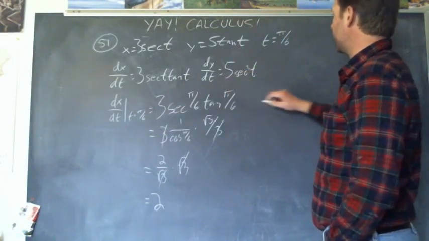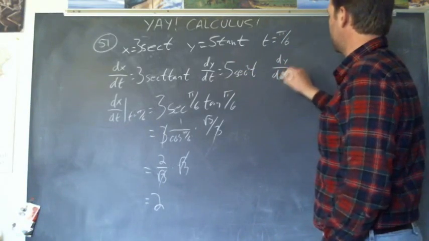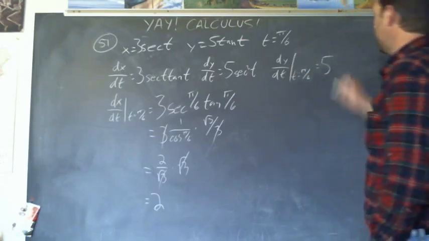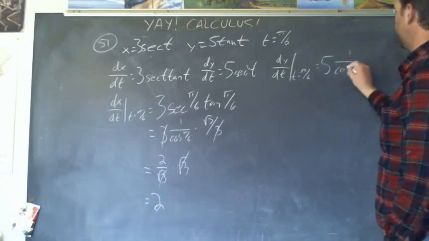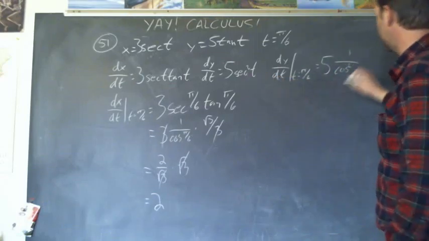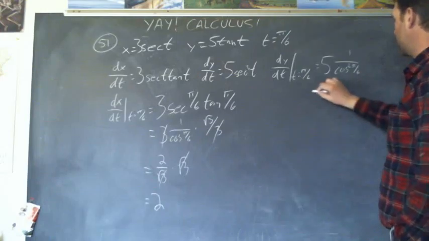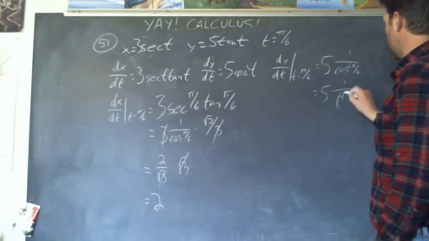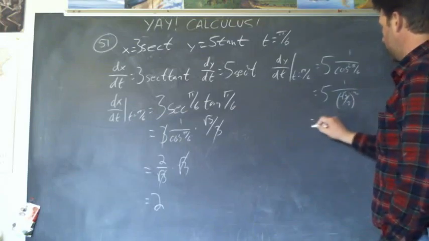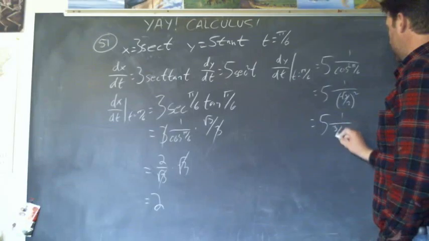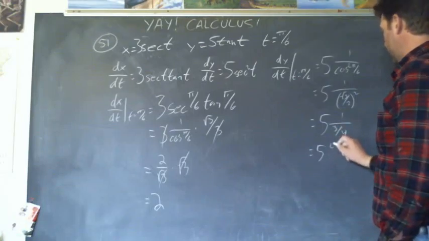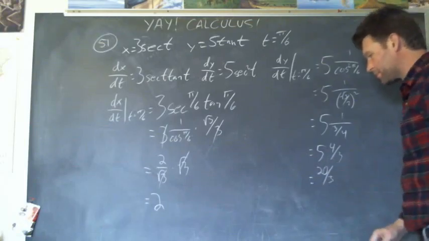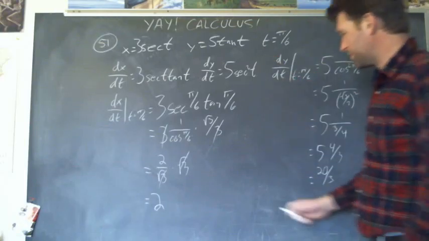Try dy/dt. So dy/dt evaluated at t equals pi over 6 will be 5 times 1 over the cosine squared, right? Because secant is 1 over cosine, of pi over 6. And that's going to be 5 times cosine of pi over 6, which is radical 3 over 2, squared, which is 5 times 1 over 3 over 4. 5 times 4 over 3, which is 20/3. That's our dy/dt, that's our dx/dt.